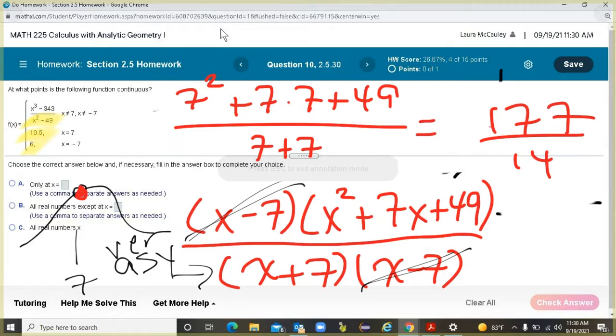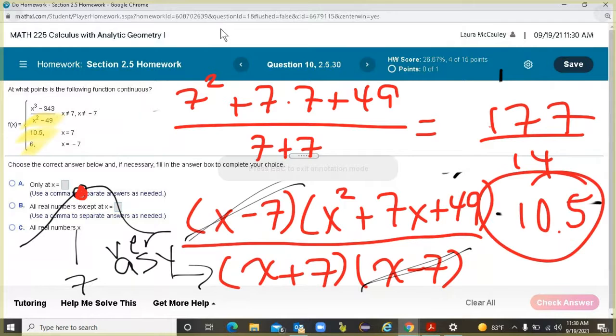All right, 7 times 7 plus 7 times 7 plus 49 divided by 7 plus 7, which is 14. Oh, it is 10.5. I don't know what's going on with my arithmetic here, but we do get 10 and a half. So what that means is, even though there was a hole in the original, the second part of the piecewise function is actually plugging that hole in with that 10.5 value.